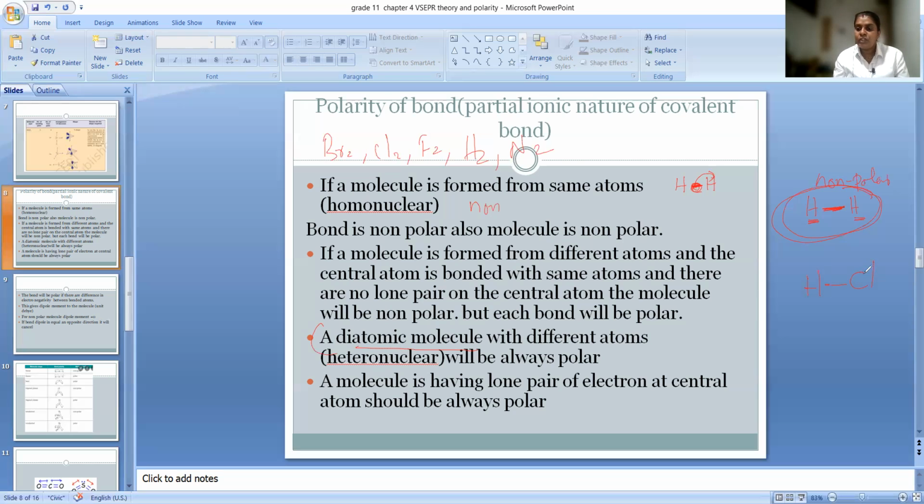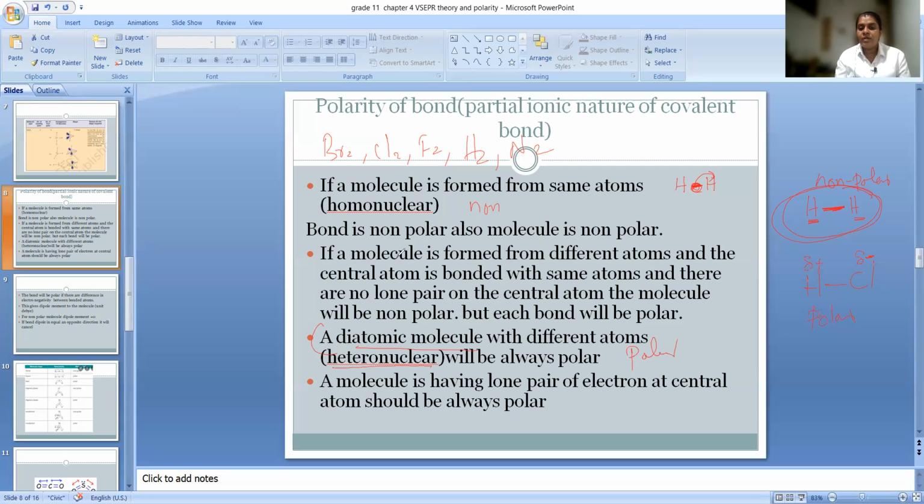Okay, so we know that chlorine is more electronegative than hydrogen. More electronegativity means the shared pair of electrons will be more towards chlorine, so it will get a partial negative charge, and hydrogen will get a partial positive charge. Since there is charge separation, it should be polar. So all heteronuclear diatomic molecules should be polar.